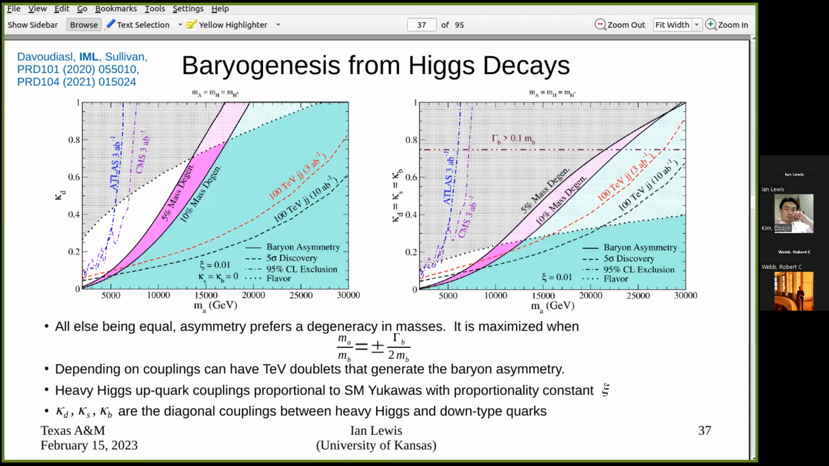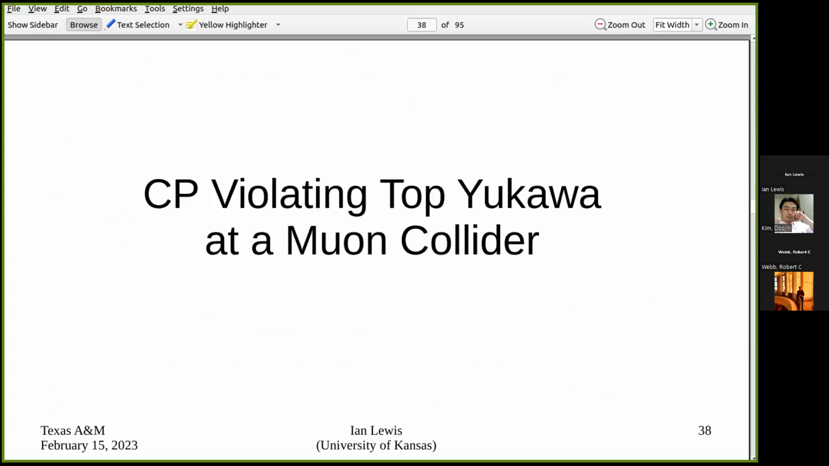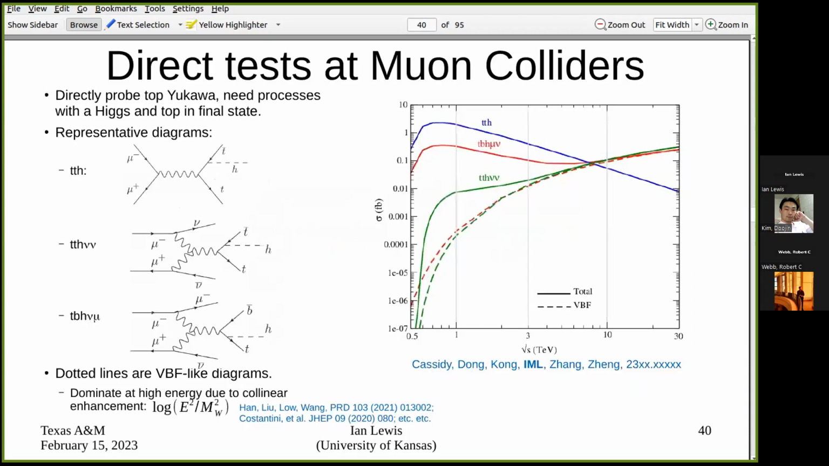And again, it's a novel signature that you don't usually think of for these scalar decays. There's 5 minutes, so if you're interested in that, you can ask me afterwards, but I'll just conclude.